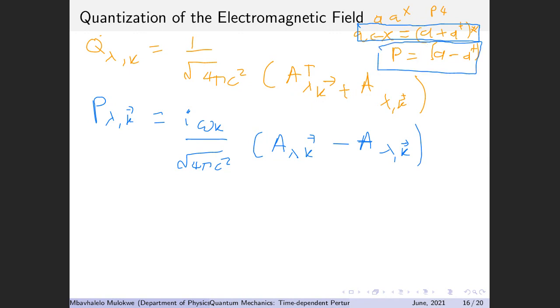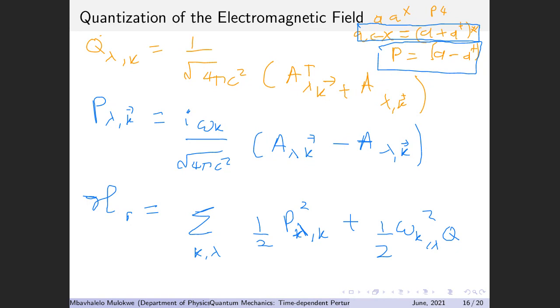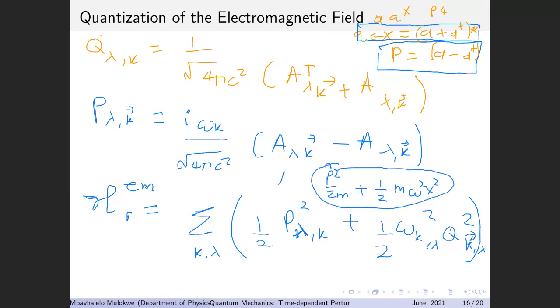Once you have this, you come into the radiation Hamiltonian. You end up with the sum over k and lambda of half p lambda k squared plus half omega k lambda squared q lambda k squared. This is for the electromagnetic field. It's similar to what I started the lecture with, p squared over 2m plus half m omega squared x squared. This is the analog of that Hamiltonian expression, but now for the electromagnetic field, and these are just n independent harmonic oscillator type equations.